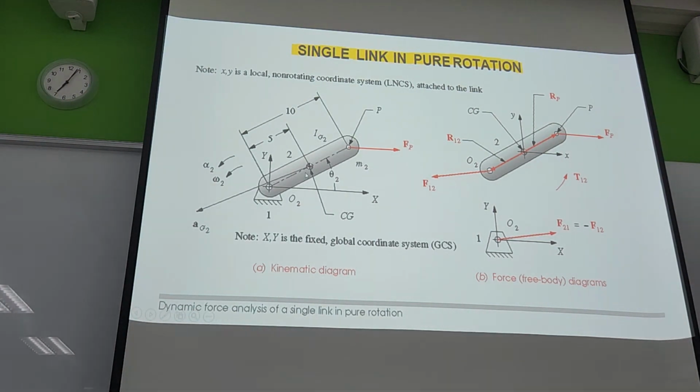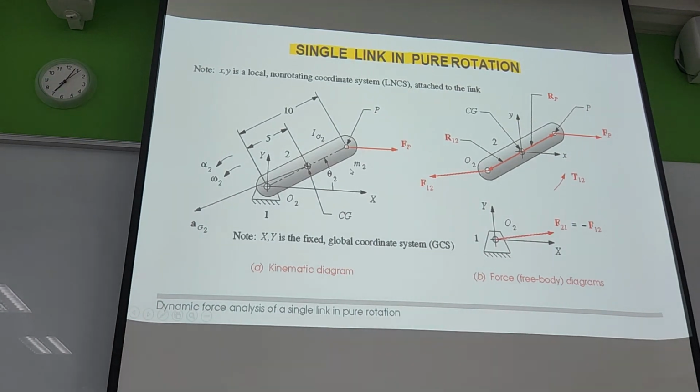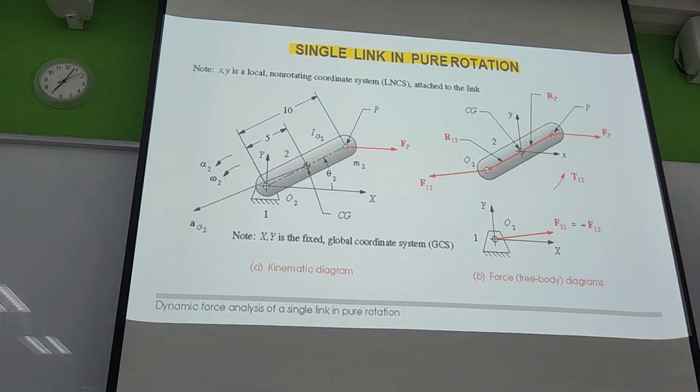Now you can see a link in pure rotation. There are many things shown here. A simple link is this, which you can consider as link 2. It is shown with respect to a global coordinate axis. The mass center of the link is the CG, the center of gravity.